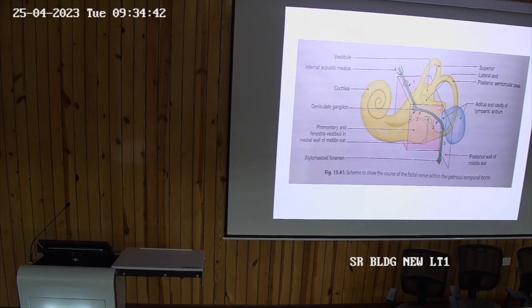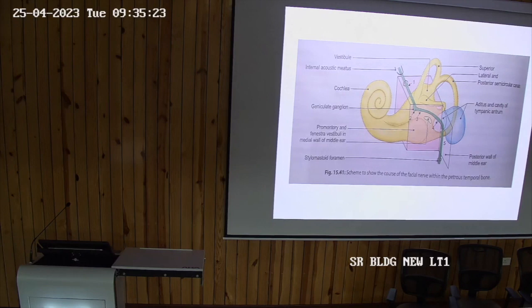After this turning, it again passes horizontally in the medial wall of the middle ear and reaches the junction of, this is the medial wall, this third number is the medial wall of the middle ear. And it reaches the fourth point, which is the junction point of the medial wall and posterior wall of the middle ear. Finally, it comes vertically downwards and comes out through the stylomastoid foramen. The very important part is that this facial nerve has a very important relation to the medial wall of the middle ear.